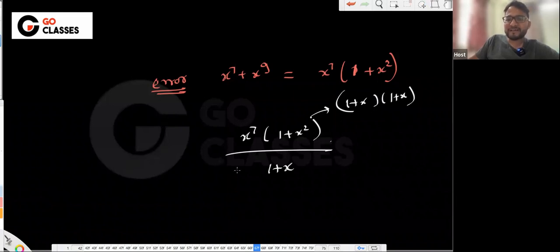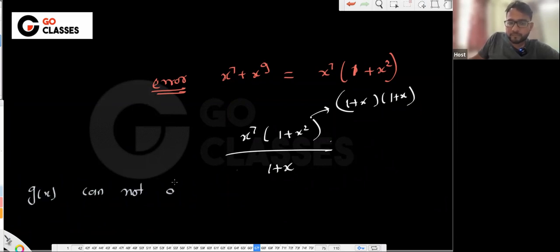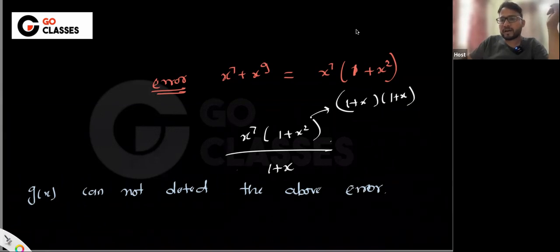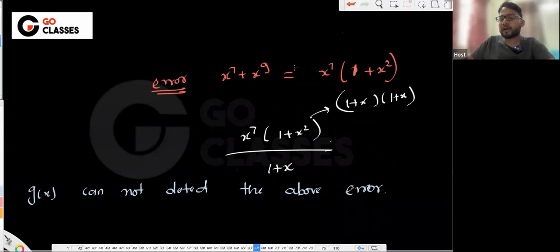No, right? The generator cannot detect this error. Okay, so GX cannot detect the above error because I'm able to divide. But let's just see, this is just one type of error I did, a 2-bit error. Let's see if there is some error that the generator is not able to divide.